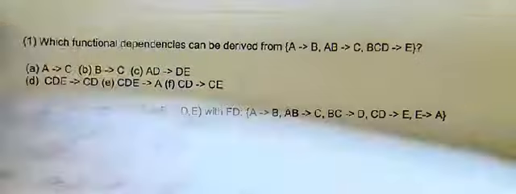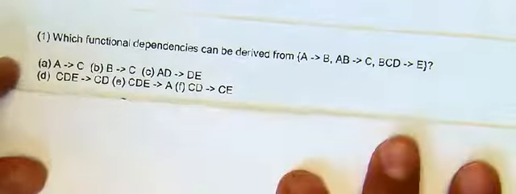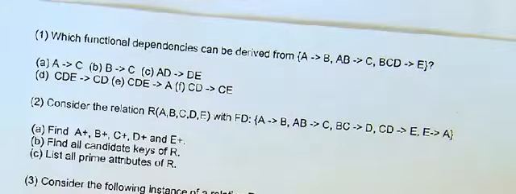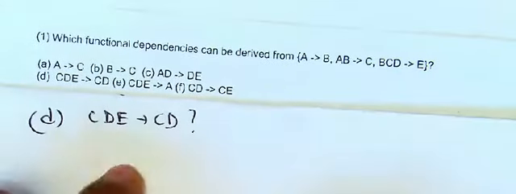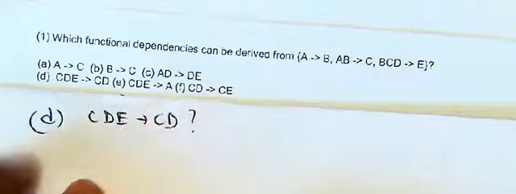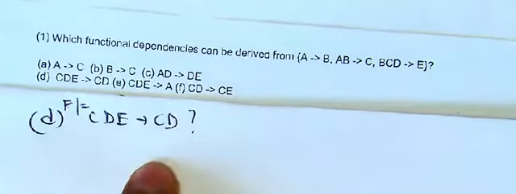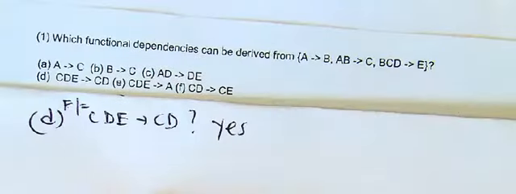Now let's solve exercise D. So now for exercise D, we don't even need to check that on the set F. So here, can F logically imply that? We don't need that because we can see that CD is a subset of this side. So then the answer here is yes. This is what we call a trivial dependency.